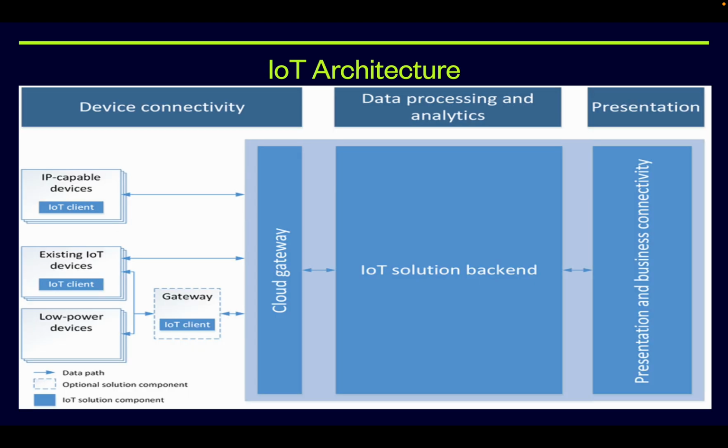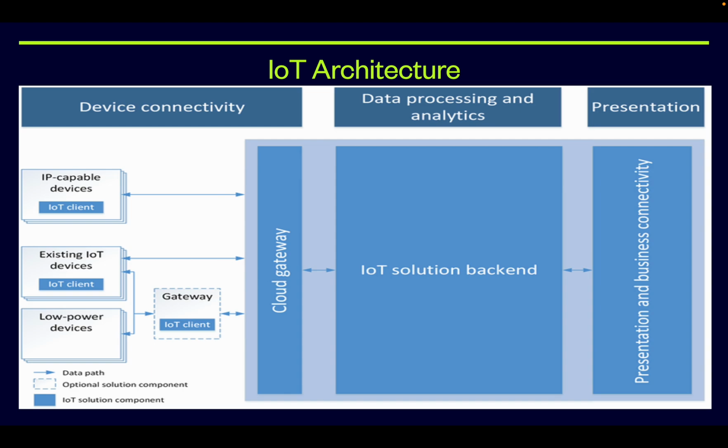Now, this is the basic structure of IoT. First of all, we have a device connectivity part, then data processing and analytics, and then we will present it on some mobile application, on some computer, etc. If the device is IP capable, then it will be directly connected to the cloud gateway. If it is not IP capable, then we will first make it IP capable through the gateway, and then we will connect it through the cloud gateway.